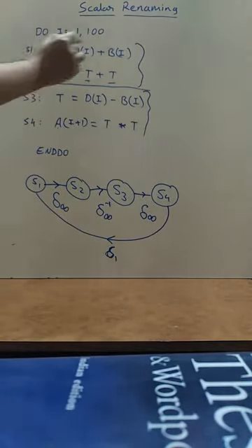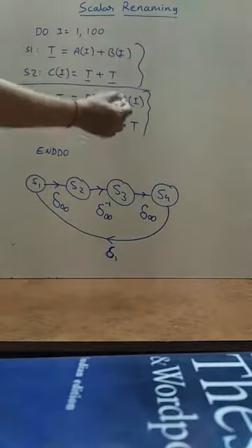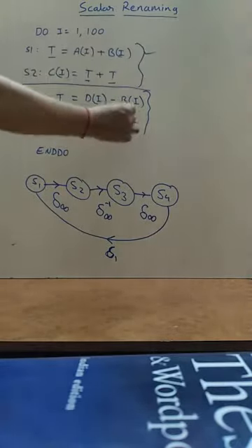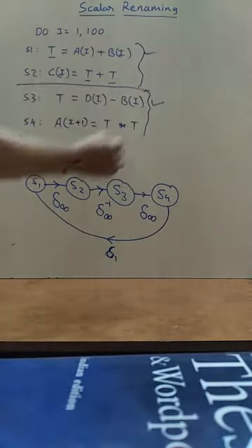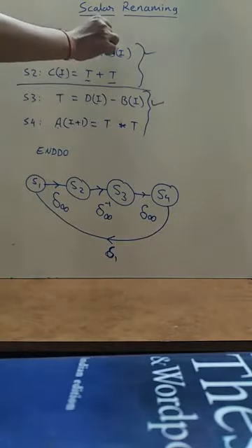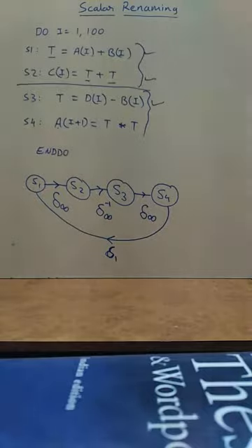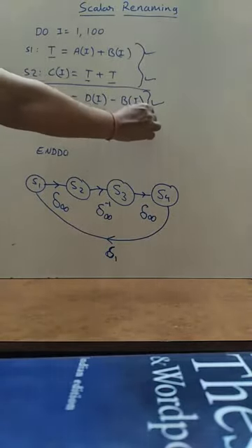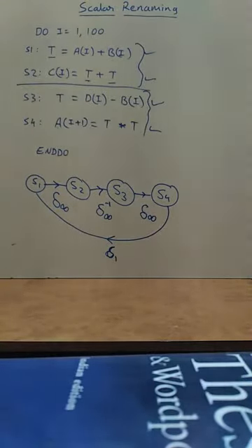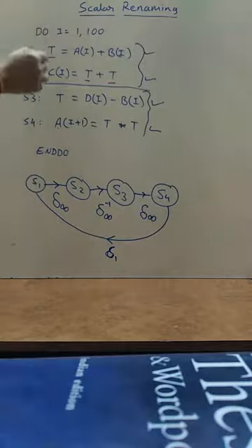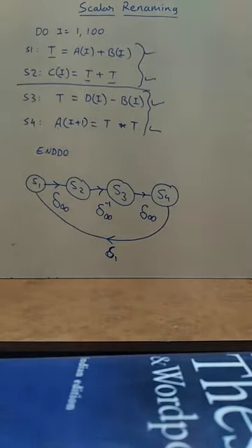So there are two values which are calculated. One is in S1, another is calculated in S3. The value calculated in S1 is used only in S2, and the value calculated in S3 is used only in S4. So as such there is no relation between the T of S1 and the T of S3.